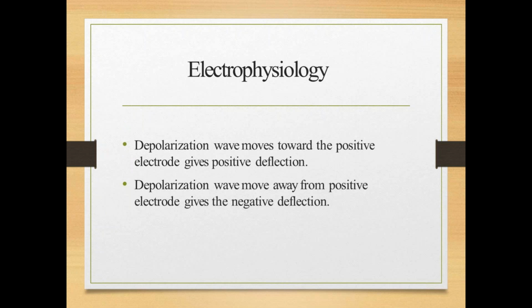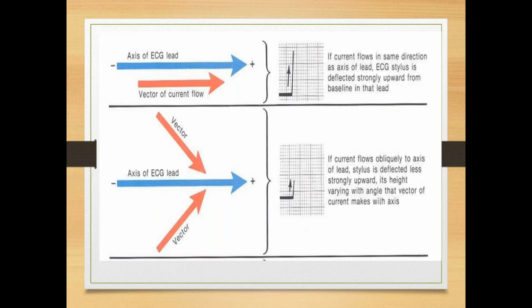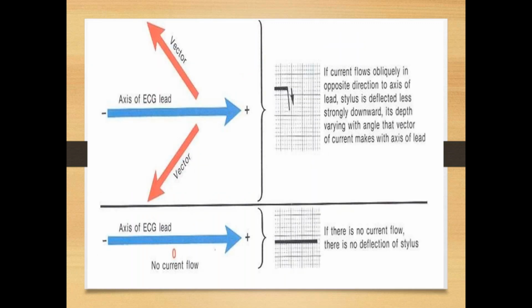In electrophysiology, when the depolarization wave moves toward the positive electrode, it gives a positive deflection. When the depolarization wave moves away from the positive electrode, it gives a negative deflection. So when it moves towards the positive electrode, it gives a positive deflection, you can see here. And here, when it moves away from the positive and goes towards the negative, it gives a negative deflection in the ECG.